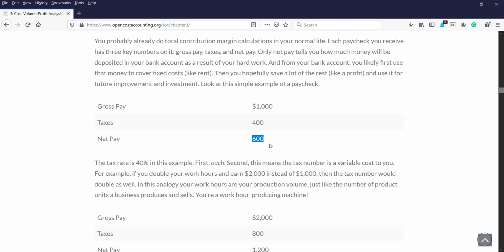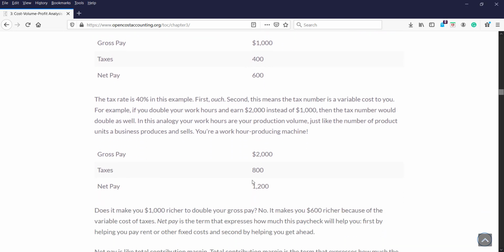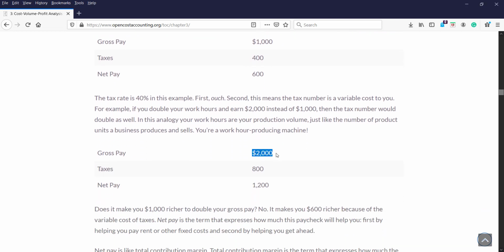And then whatever's left over after that, you can use to increase your savings, to buy extra things that you're hoping to increase your productivity in the future, to pay your loving cost accounting professors, whatever the case may be. So we can increase our pay, top line pay, from $1,000 to $2,000. That doesn't mean a $1,000 increase in contribution margin. Nope. It means a $600 increase in contribution margin because we had to increase our variable costs for taxes.